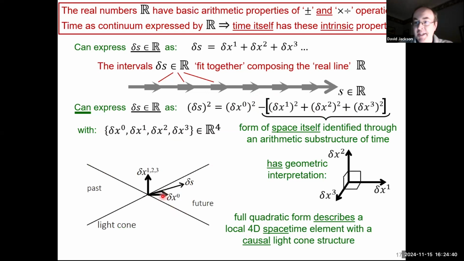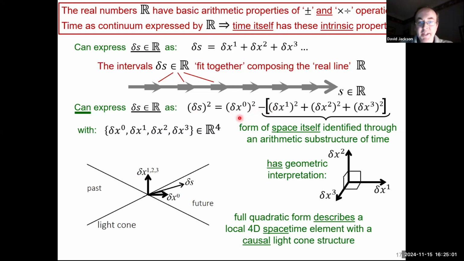So this is the x naught you're asking about. Because of this minus sign, it has a different kind of interpretation to the other three components. So we can interpret this thing now as providing a local light cone element coming out of this expression for time. So this might sound a bit of an odd way of going about reconstructing four-dimensional space-time.